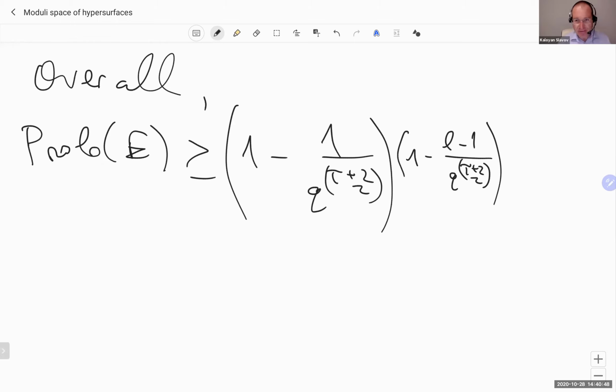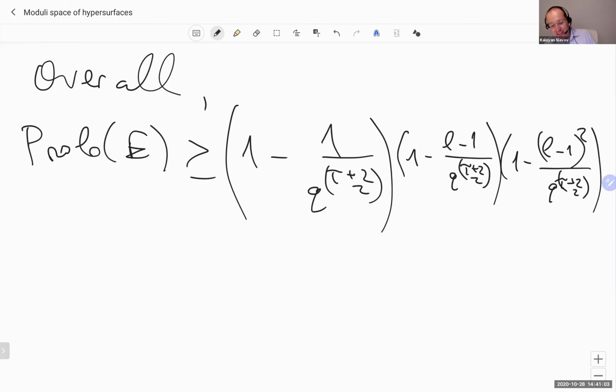This is to make sure the vanishing locus when you take two partial derivatives is one-dimensional. And then 1 minus (L minus 1) squared over Q to the (tau plus 2 choose 2). This is when you make sure that no integral curve contained in the vanishing of the two partial derivatives is contained in the vanishing of the third partial derivative. No integral curve of large degree. Now, it's a coincidence that you get the same tau plus 2 choose 2, but it's not a coincidence that you get something quadratic in both cases.